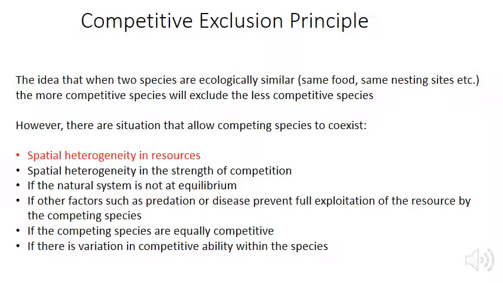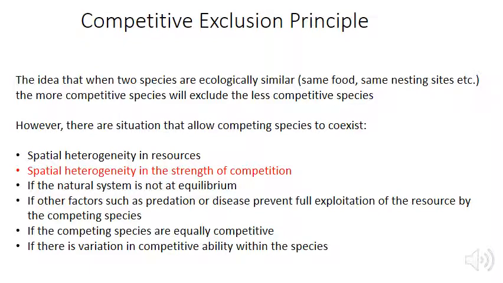So one of the requirements of exploitative competition is that resources have to be limited. So over the landscape where two species might co-occur, there are going to be areas of high resources and areas of low resources. And it may be that the more competitive species drives the less competitive species locally extinct in those low resource areas. But there are going to be high resource areas across the landscape where that shared resource isn't limiting and where both of those species are going to be able to coexist.